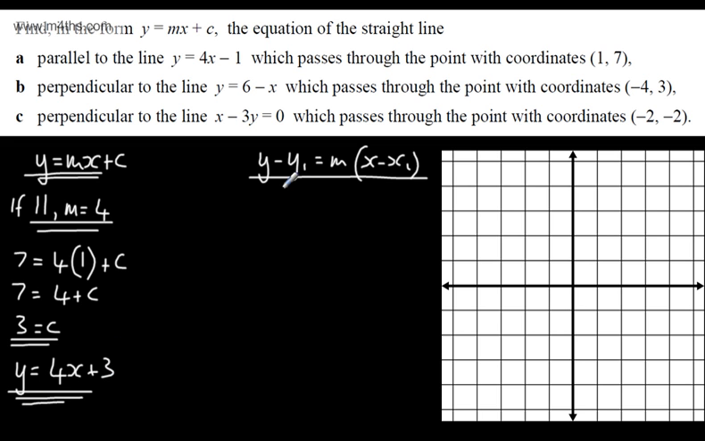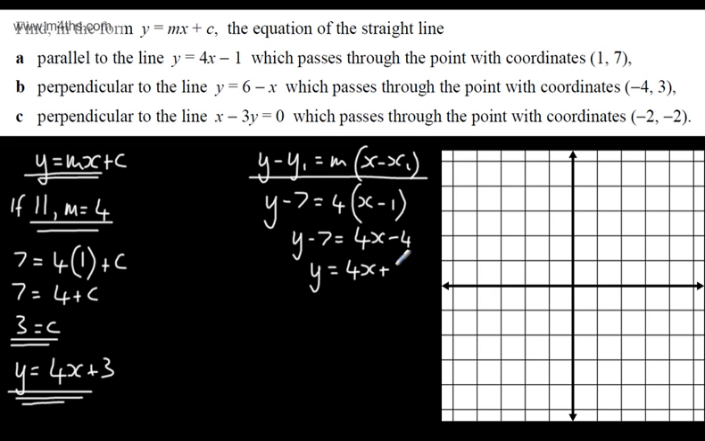If I'd gone this way, I could have said y minus the y-coordinate is equal to the gradient multiplied by x minus the x-coordinate. So we'd have y minus the 7 is equal to, expanding the brackets, 4x subtract 4, adding 7 to both sides, 4x plus 3. So nice and straightforward, we've just gone ahead and sub that in.